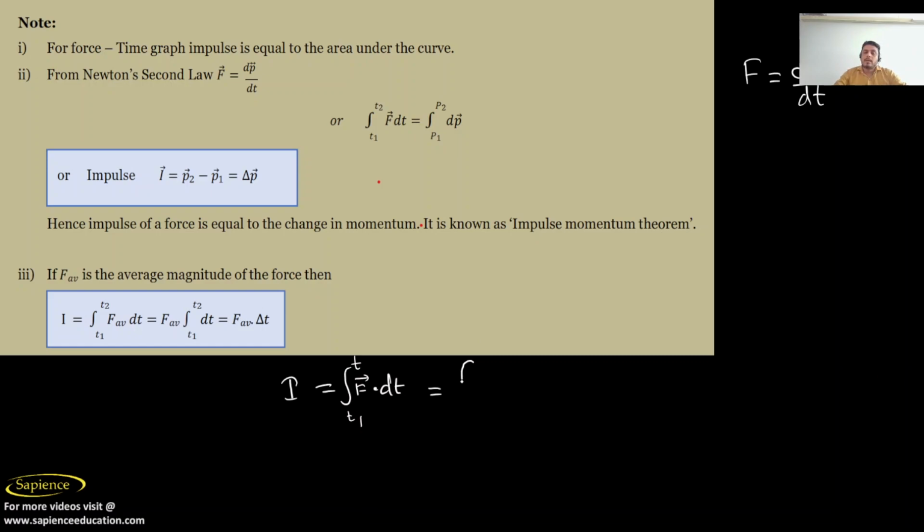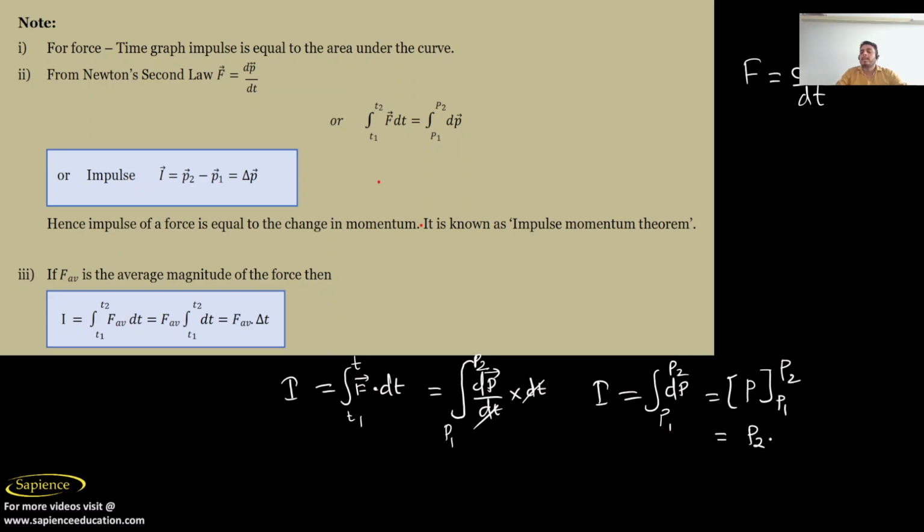See, in place of force, we can replace it with dp by dt, into dt. So this dt gets cancelled out, and what limit do we have? We have only the limit of momentum, from p1 to p2. So impulse I can be written as the integration of dp from p1 to p2. The integration of dp will be p, and we put in the limits p1 and p2. So what will we get? We will get p2 minus p1. So this is known as impulse.